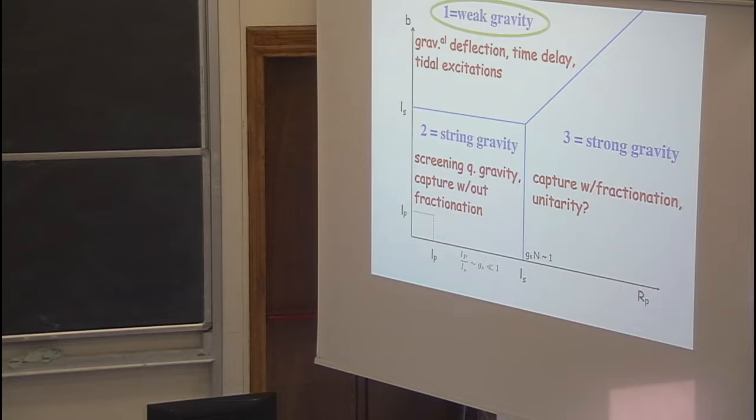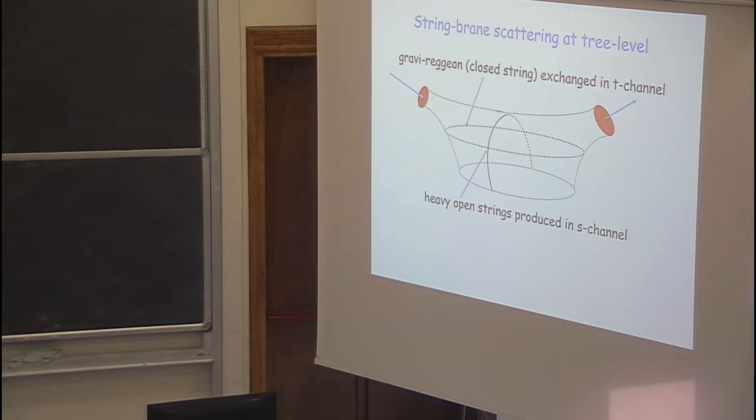So first of all, in this weak gravity regime, this is a picture, again, of string-brane collisions. You see in the t-channel you have, again, closed strings, for instance, gravitons. In the s-channel now, you have open strings. Again, the amplitude is not real, and the imaginary part of the tree-level amplitude is due to the fact that you have open strings now in the s-channel.